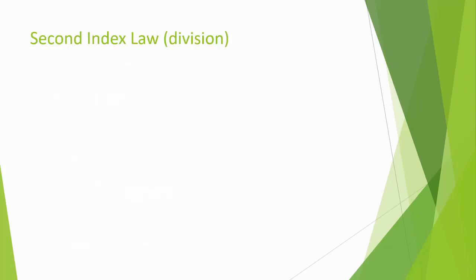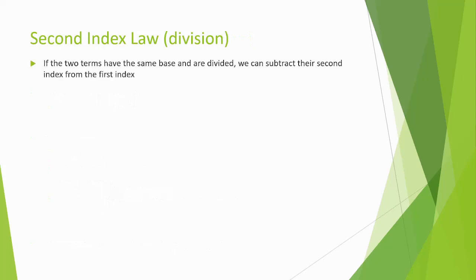Now our second index law is the law of division. So very similar to the previous one, if we have two terms with the same base and they are divided, we can subtract the second index from the first. So what does this look like?